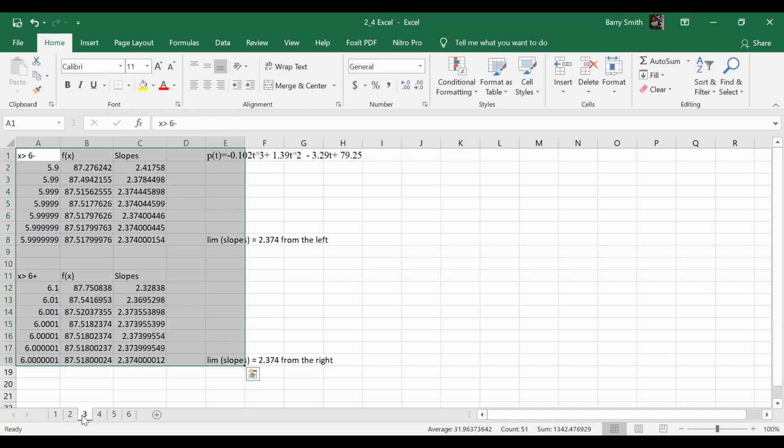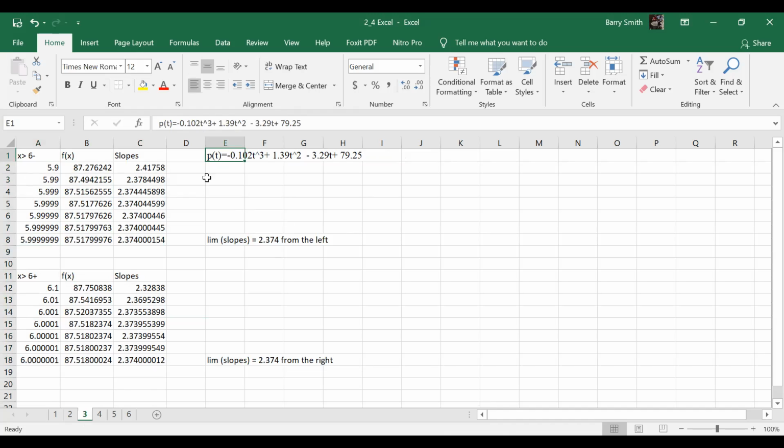All right, now we're on to the airport one. With the airport one, this was the function they gave us: negative 0.102 t cubed plus 1.39 t squared minus 3.29 t plus 79.25. And what they wanted us to do was at t equals 6. So we're going to have to come from the left, so 6 from the left, which will give us 5.9, and then we just keep typing up more 9s in there.